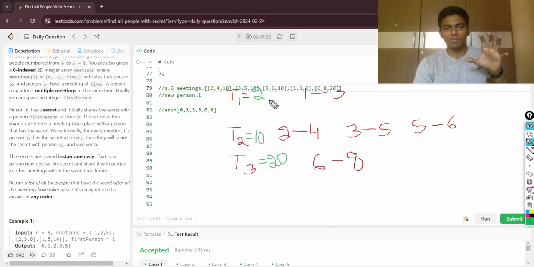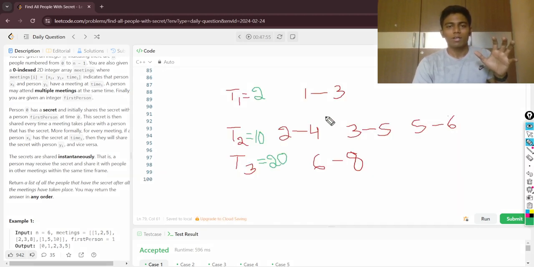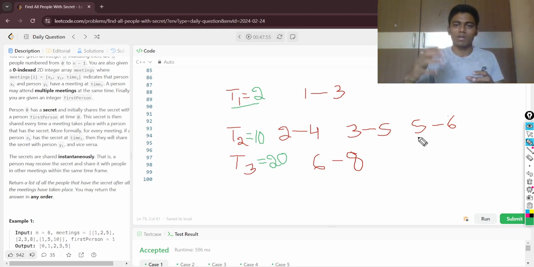So let's take this particular example, which is time equal to t1, t2, t3, where t2 is 10, and t3 equal to 20. So these are the meeting timings. Let's say we come to this meeting: 3 doesn't know the secret, 5 doesn't know the secret, and 6 doesn't know. So these people, 5, 4, 6, 3, cannot share the secret with other persons.